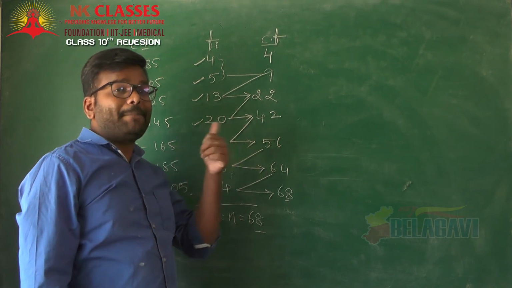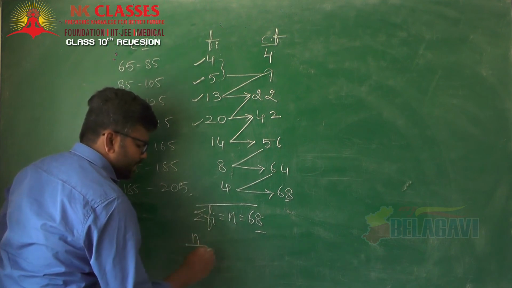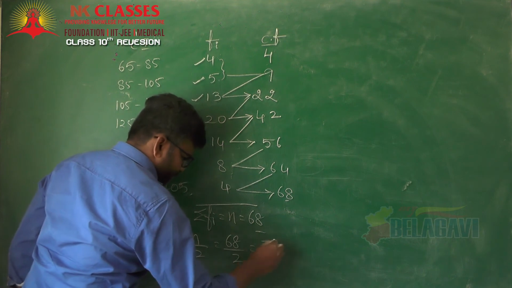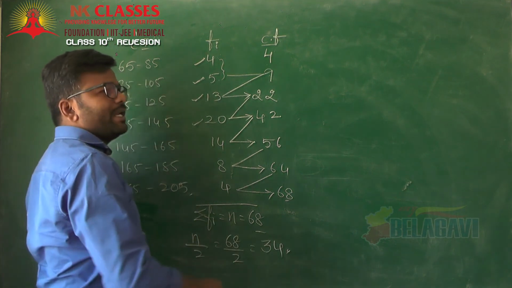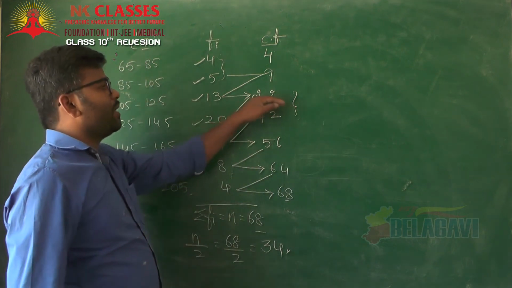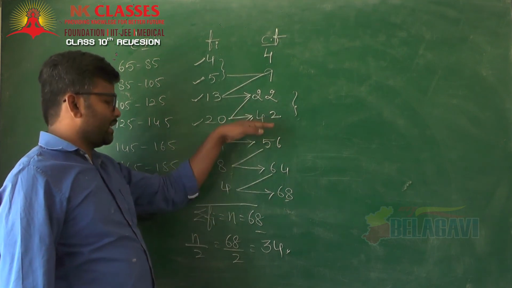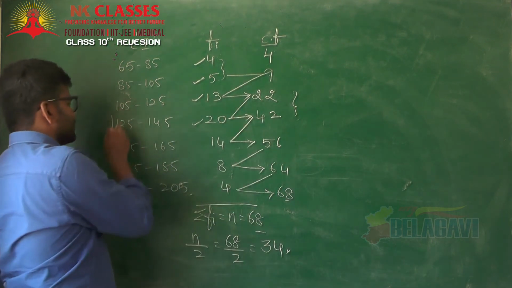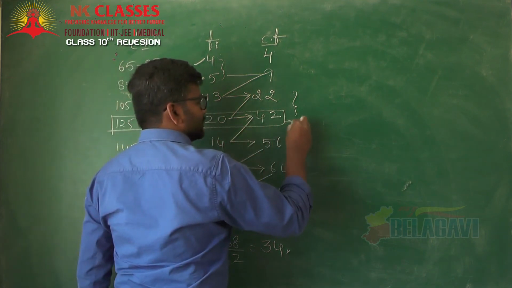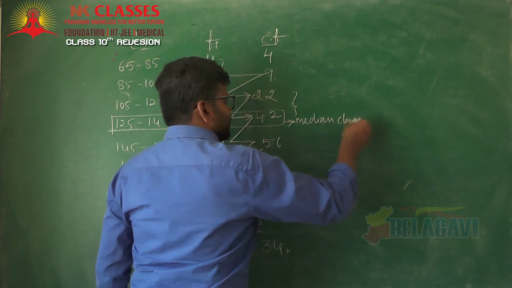Now, what to choose? The median class. How to calculate the median class? Calculate n by 2, which is 68 by 2, which is 34. Check where 34 is. It lies between 22 and 42. So which is the higher value than 34? It is 42. So this class is the median class.